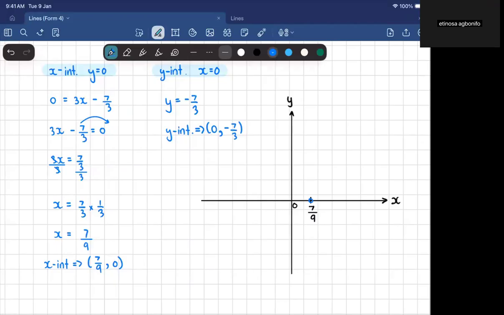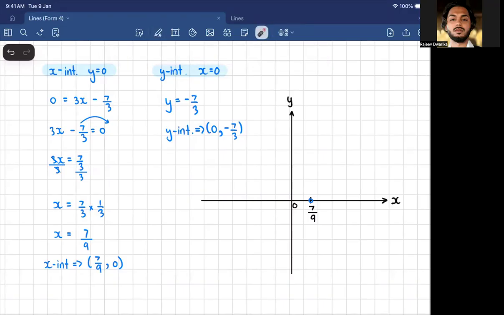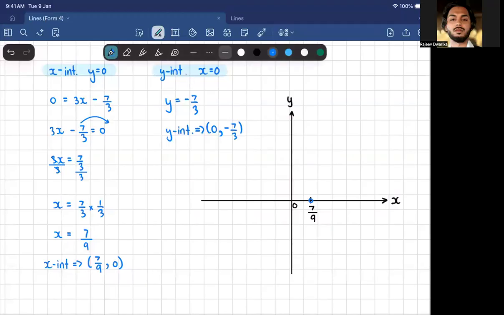We found negative 7 over 3. Right. So do you think I'm going to put negative 7 over 3 somewhere along the x-axis or somewhere along the y-axis? Somewhere along the y-axis. Right. And should I put it upwards or downwards? Downwards, because downwards is negative. Perfect. Negative 7 over 3 is roughly 2 point something, so I'm going to put it over here.